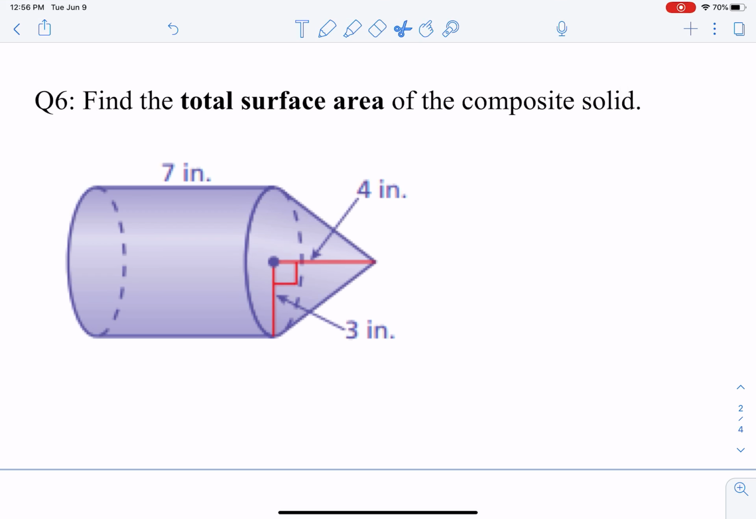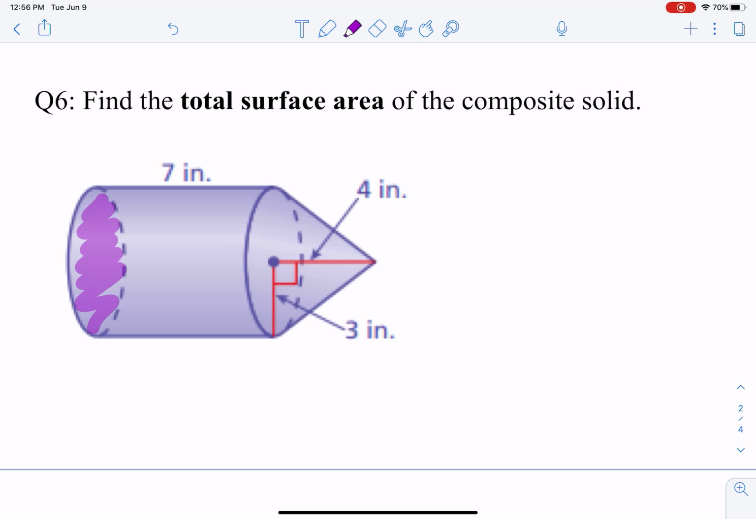In this video, we're going to find the total surface area of a composite solid. The solid I'm showing you here has a cylinder joined to a cone. What I like to do when coming up with the total surface area of a solid is basically to count the pieces I'm going to be adding.